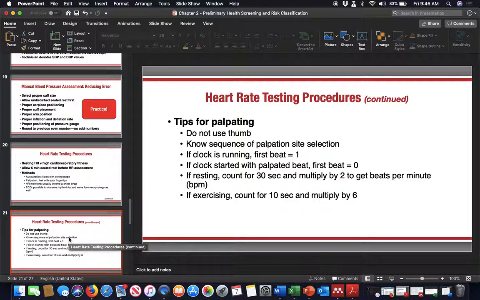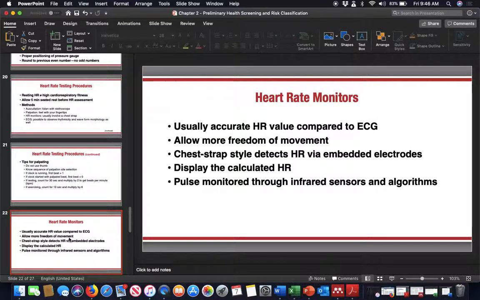For heart rate testing, I'm not going to go over this in detail, but you can read the information there. My suggestion is always do it for 60 seconds, because it's the most accurate, because it's for that minute. Heart rate monitors are going to have some error. The one thing is it allows for freedom of movement, but if we're trying to check resting heart rate, then we want them to stay still regardless. But at the same time, when we get up and move around, we can see the changes that occur at that point.